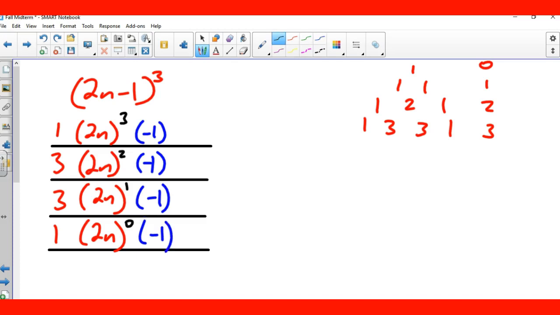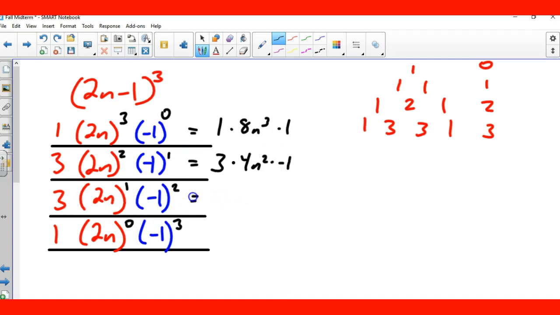And I'm going to go 0, 1, 2, 3. Alright. 3 to 0 because this is 3, and then 0 to 3. So now, right here I have 1 times 3n cubed. Well, 2n cubed. 2 cubed is 8. N cubed is n cubed, and negative 1 to the 0, guys, is 1. Right here, I have 3. 2n squared is going to be 4n squared. Negative 1 times negative 1 to the first power is negative 1.